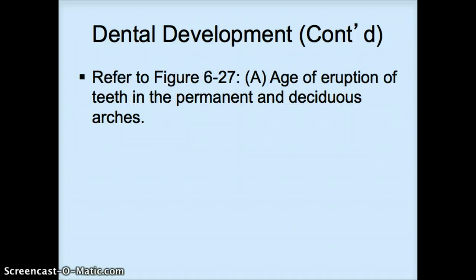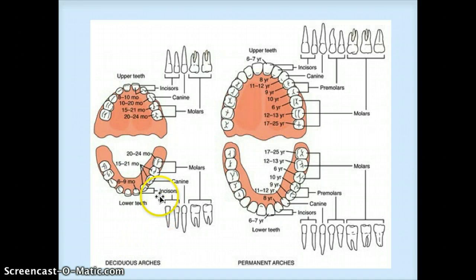You can refer to figure 627 for the age of eruption of permanent teeth and deciduous teeth. Here's a picture of the deciduous arches of those baby teeth coming in, and then here's the permanent arches, and you can see the age of eruption of each of these types of teeth. You can see the 6 to 9 month and the lower teeth here. So take a look at that.